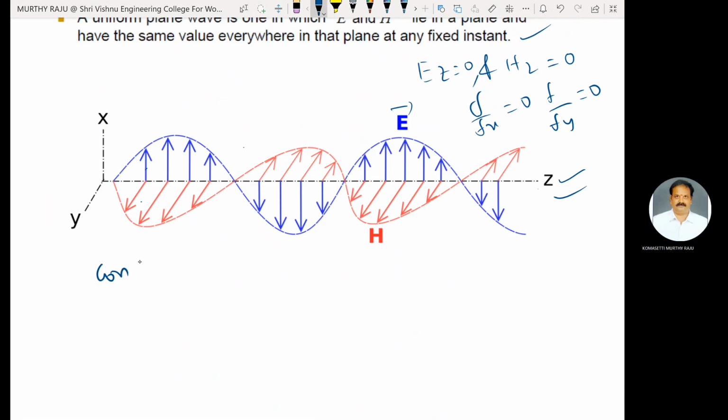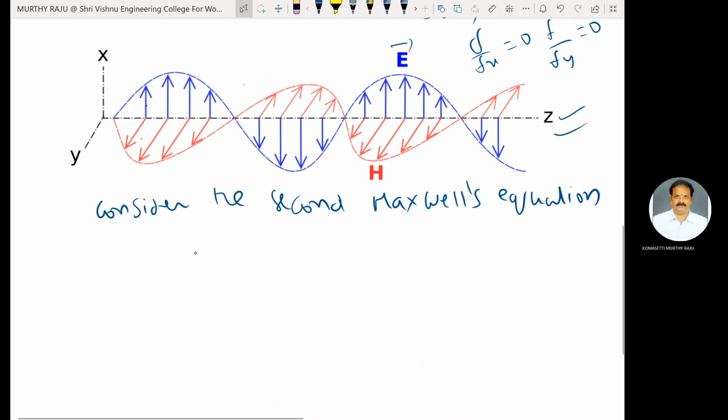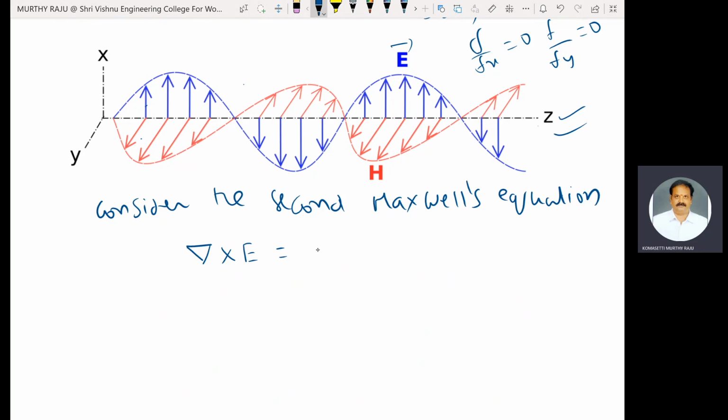Consider the second Maxwell's equation. Del cross E is equal to minus dou B by dou t. We know that B is equal to mu H. Magnetic flux density B, so it is minus dou mu H by dou t.